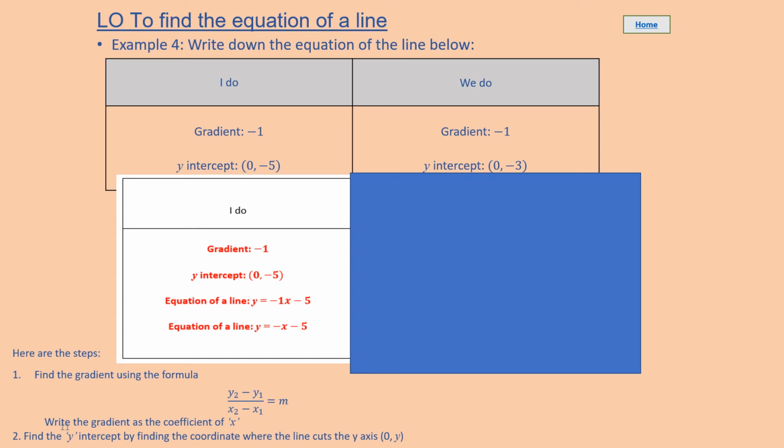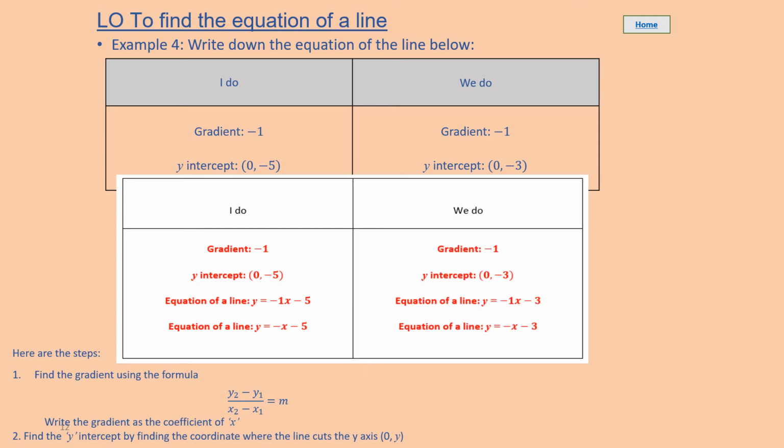Pause the video while you have a go at the we do. Okay, so you've got the gradient minus 1, y-intercept is 0 comma minus 3. So the equation of the line is y equals minus x minus 3.